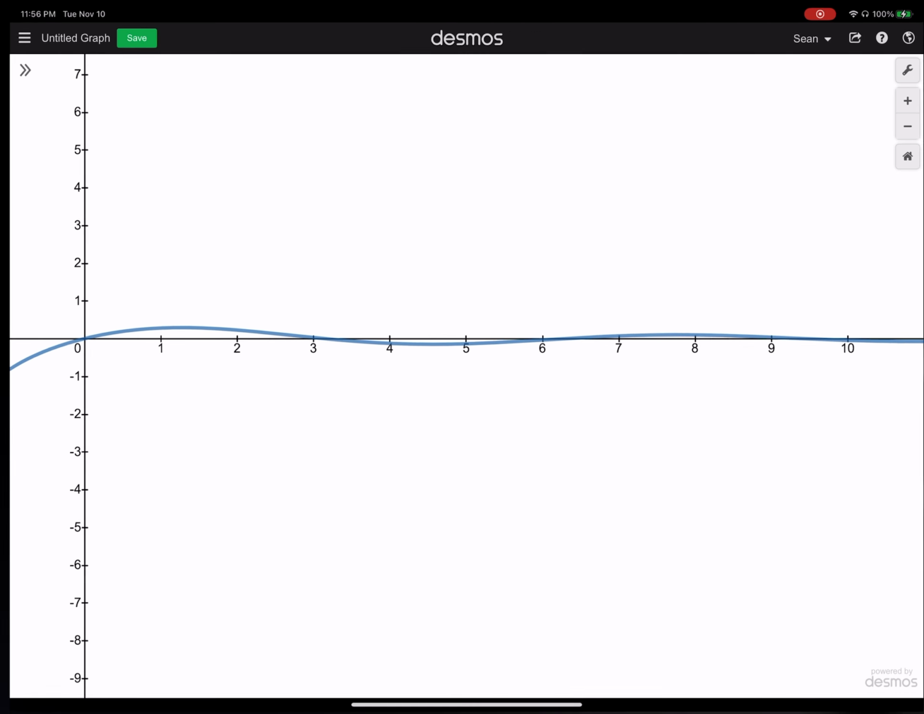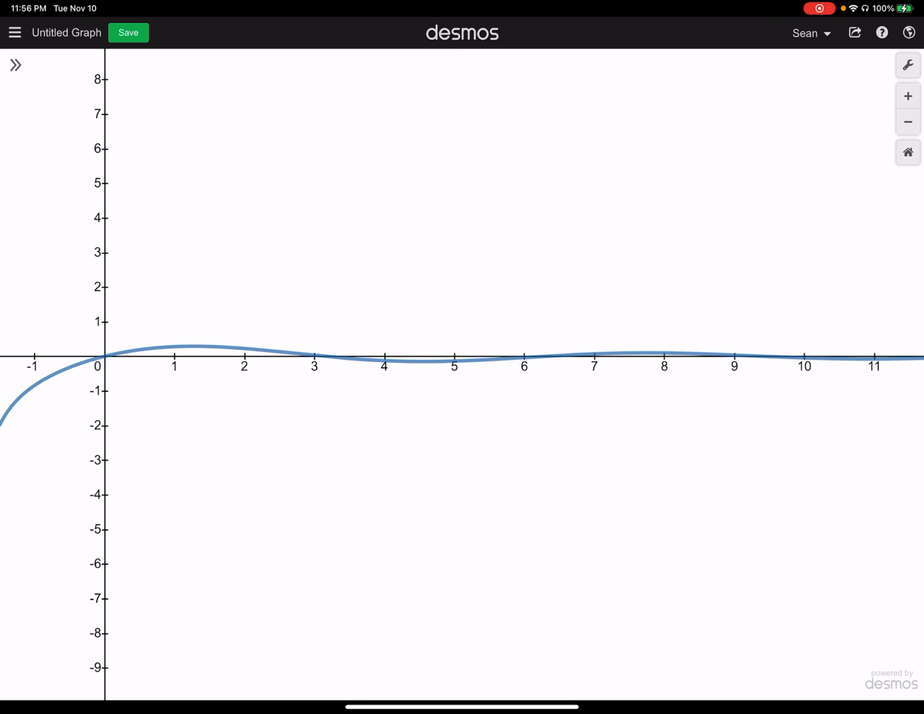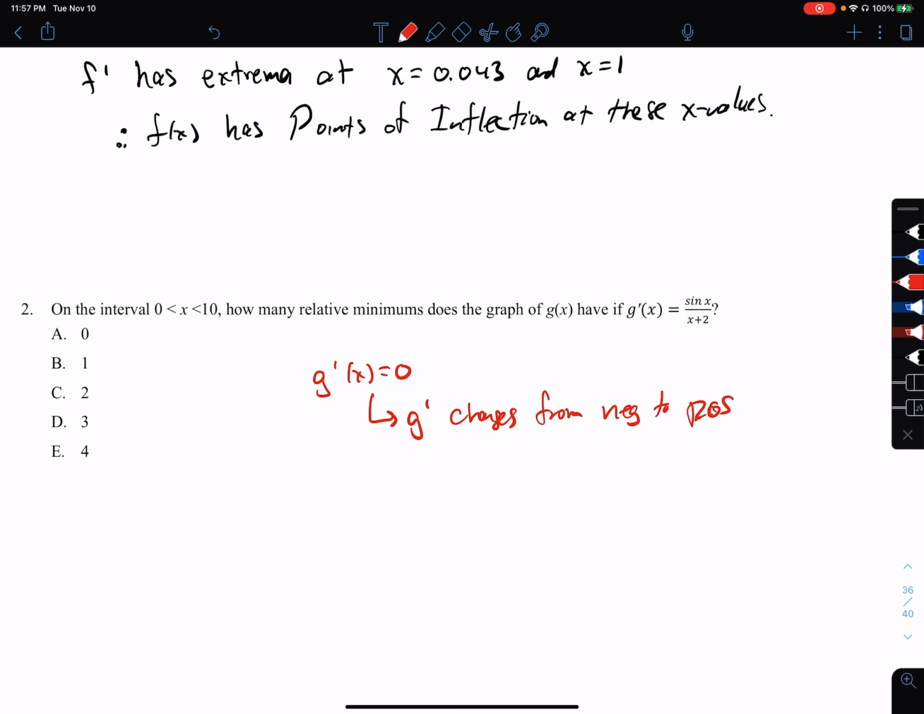So let's look at this graph. Here, changing from positive to negative, that doesn't count. Here, changing from negative to positive, that counts. Here, changing from positive to negative, that doesn't count. On the interval from 0 to 10, I only got one time changing from negative to positive, and that's at 2 pi. So we would say that is answer B.